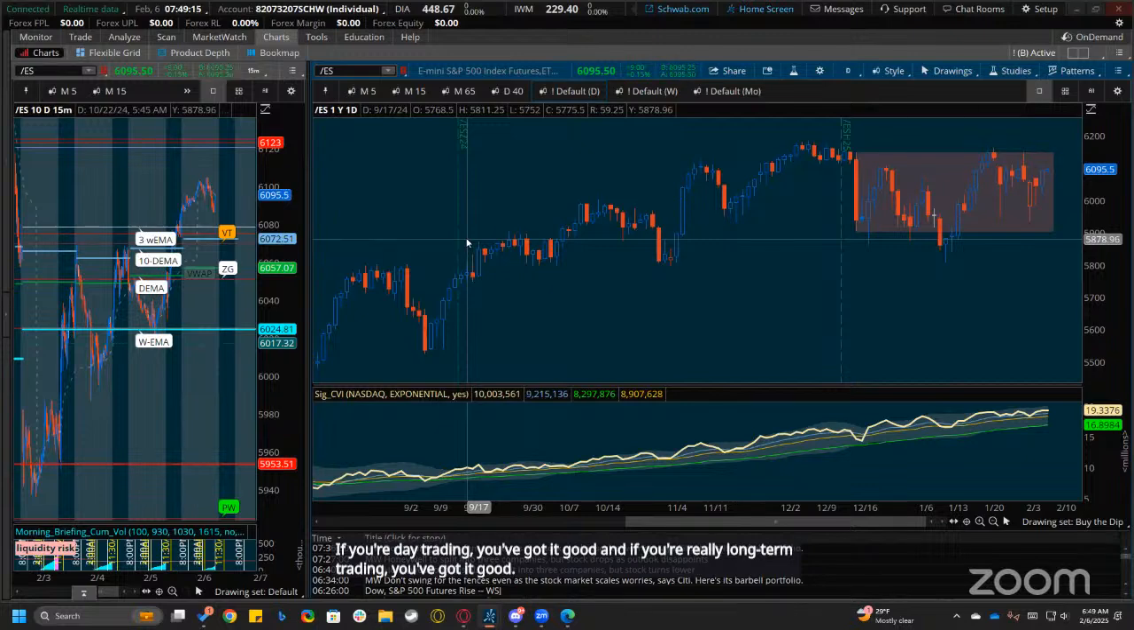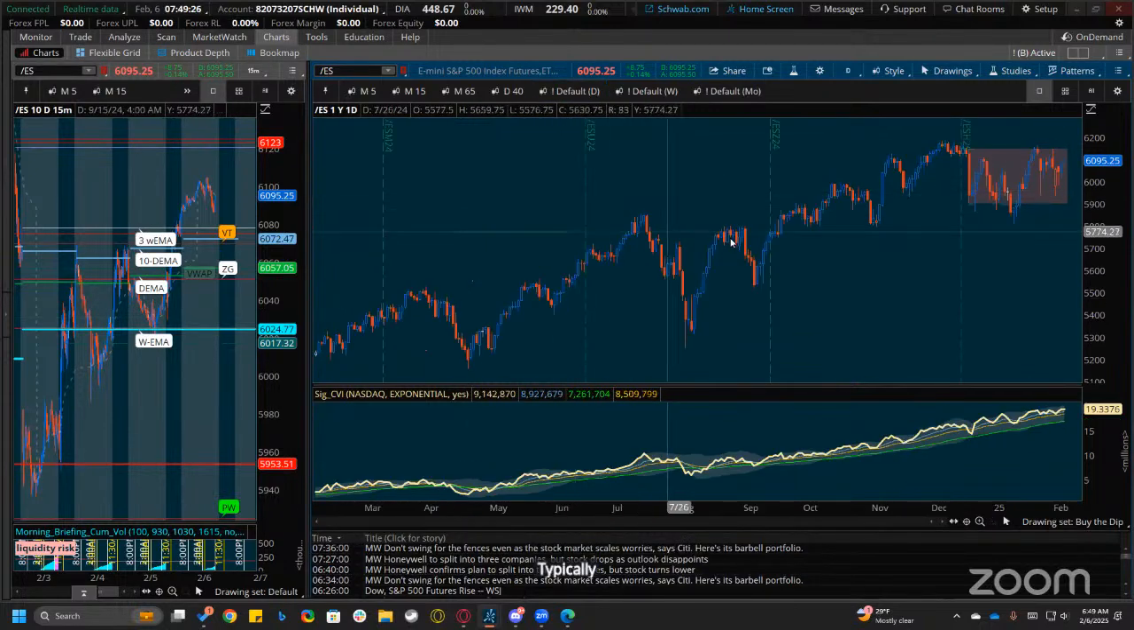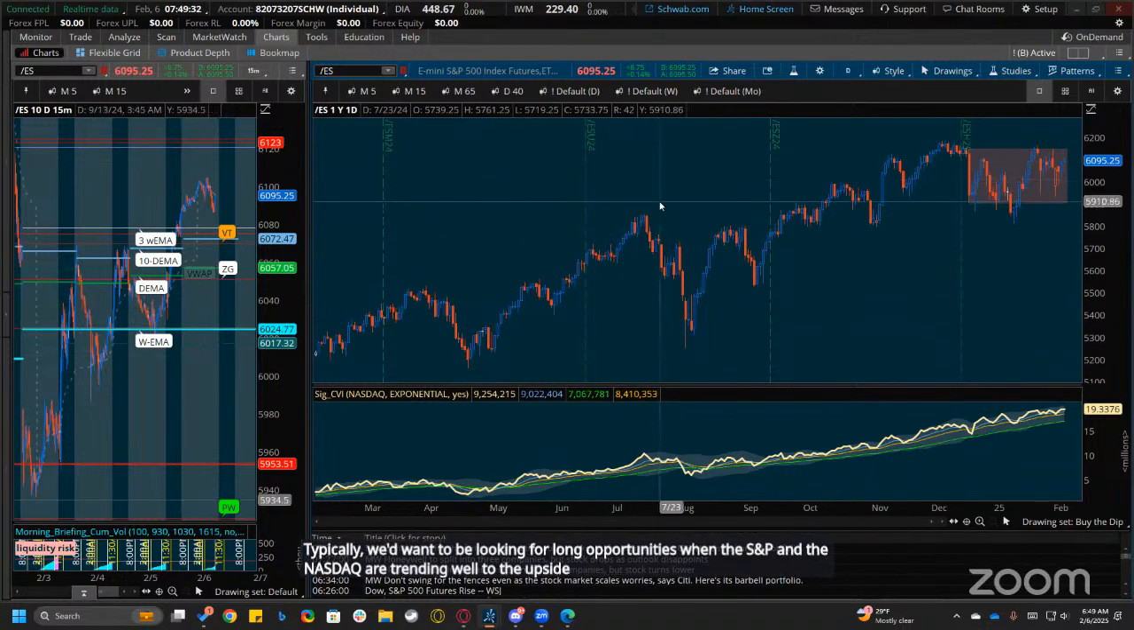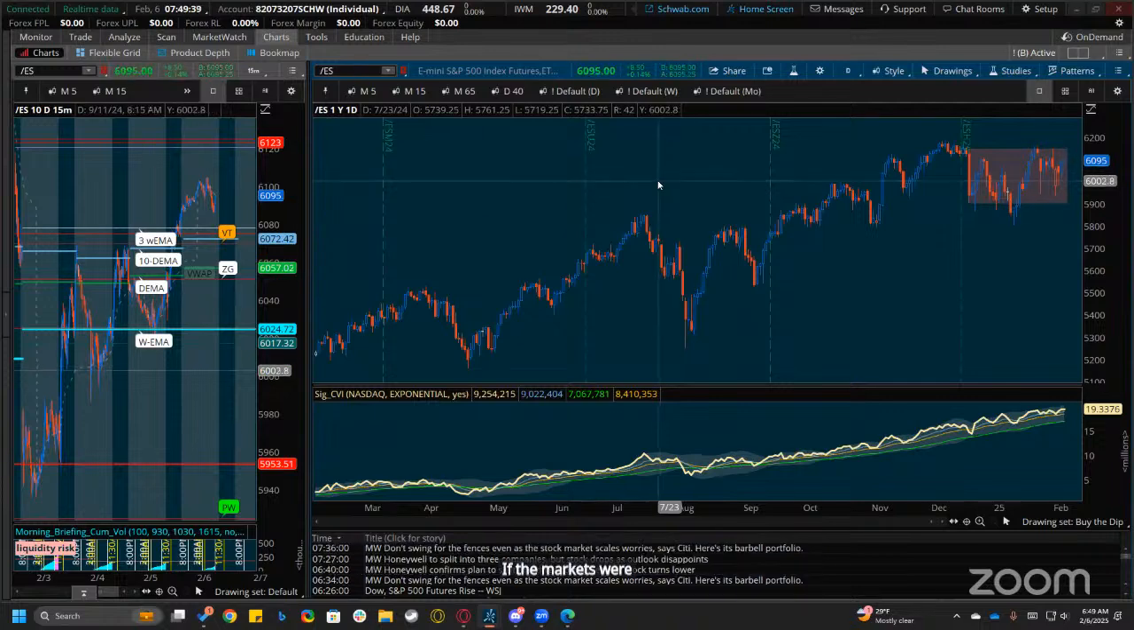Short-term trading, if the market is running sideways, then about 80% of the market is generally going to be running sideways. Typically, we'd want to be looking for long opportunities when the S&P and the NASDAQ are trending well to the upside. And we'd want to look for short opportunities in equities, right? That's what we're talking about, if the markets were trending to the downside.